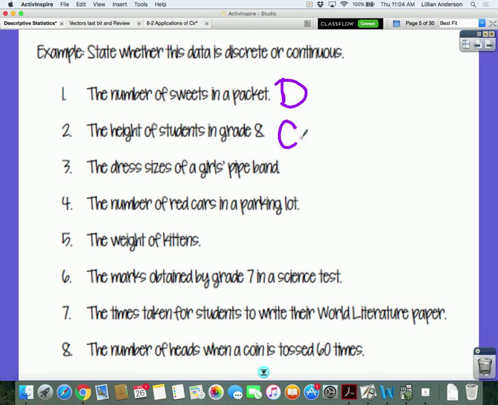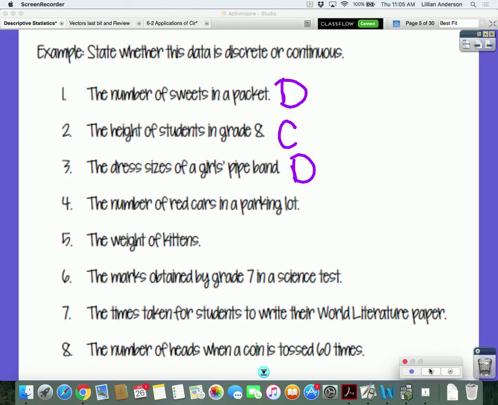The dress sizes for a girl's pipe band. I think I heard a mix of it. Say again, what is it? Continuous. Who said discrete? Why do you say continuous and why do you say discrete? It is discrete. Dress size, just like shoe size, just like hat size, just like shirt size. They're all discrete.